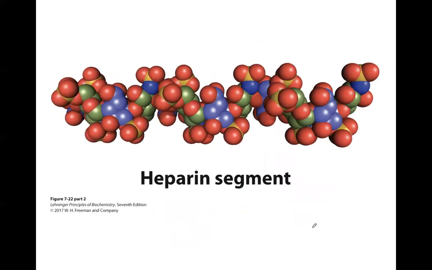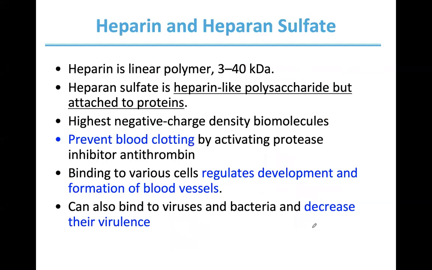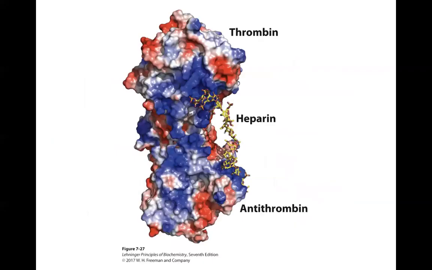And this is the segment. You can see it's an extended form. And so this is a linear polymer, 3 to 40 kilodaltons. So it has some of the highest negative charge density among biomolecules and prevents blood clotting by activating protease. Okay, so let's see how it works.